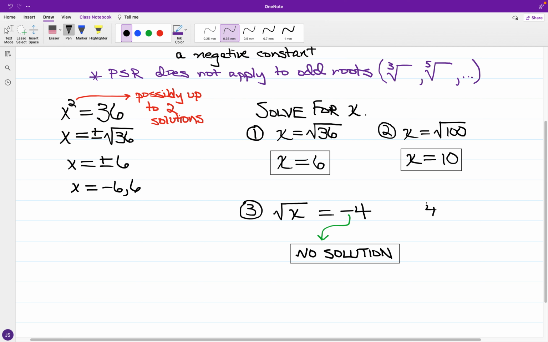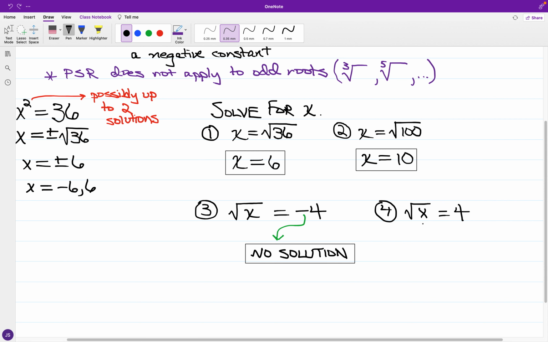Now on the other hand, if I had the square root of x is equal to 4, now here 4 is non-negative, and we have the green light to proceed. So for the square root of x is equal to 4, and again I'm solving for x, what I can do is take care of the x by removing the radical. And how can I remove the radical?